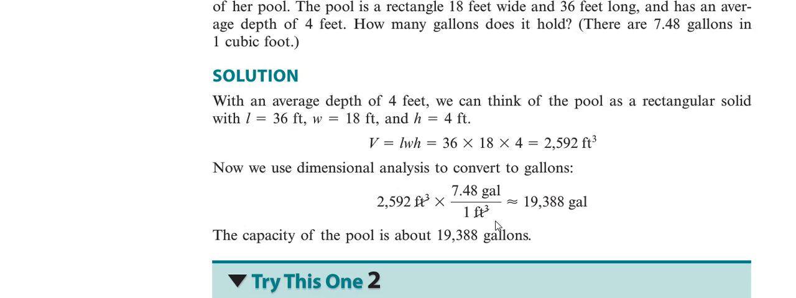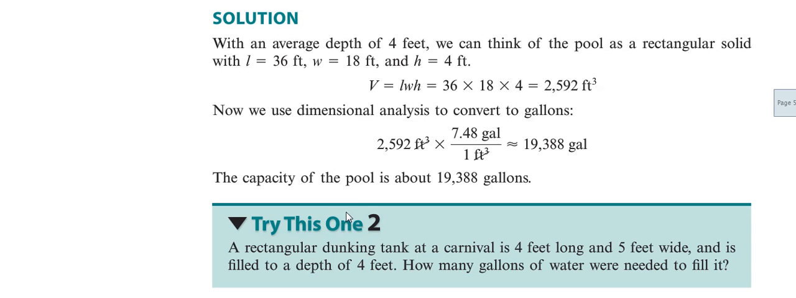So if you put your cubic feet on top on one side, you have to put it on top on the other side. As you can see there, you cross multiply, you get 2,592 times 7.48 over 1 equals 19,388 gallons. So that would be the capacity of the pool in gallons.